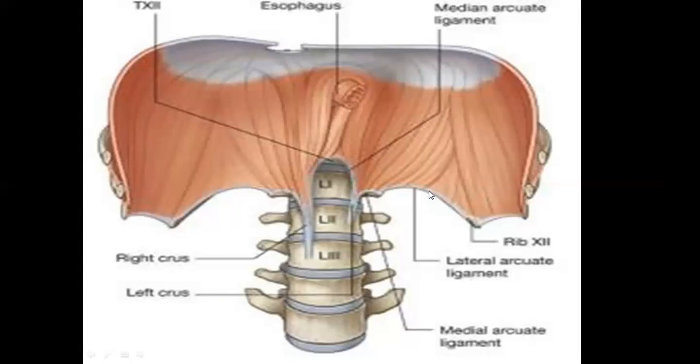What is your name? Sir, Hamad Noor. Hamad Noor, on the basis of the origin of the diaphragm, what are the three parts? Sir, there are three parts. One is the sternal part, other is the costal part, and third is the vertebral part. Very good.